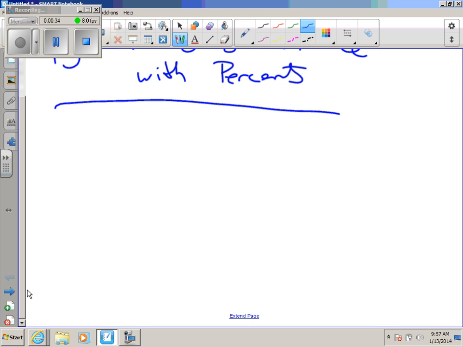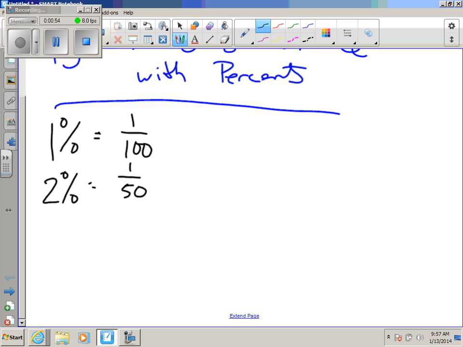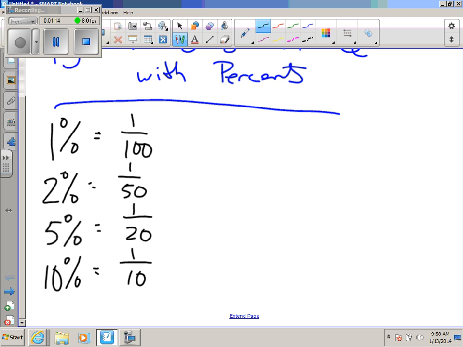So I'm going to give you a various list of percents and fractions that would go with them. 1% is going to be 1/100th. 2% in simplest form will be 1/50th. 5% is going to be 1/20th. 10% is going to be 1/10th.